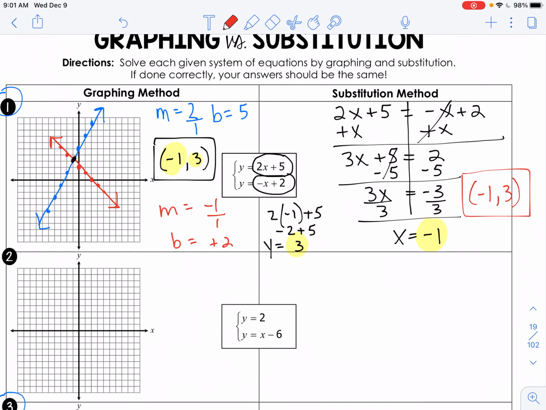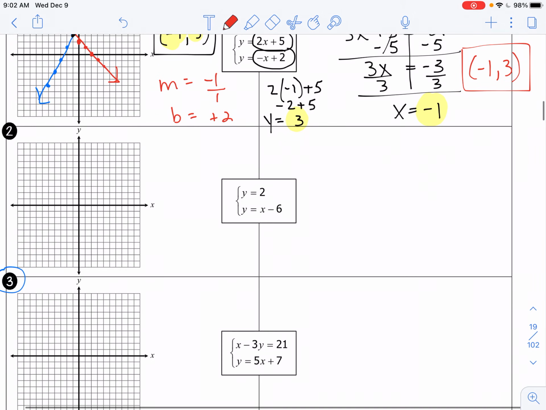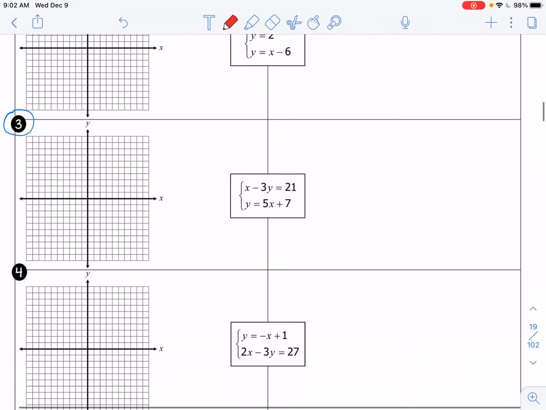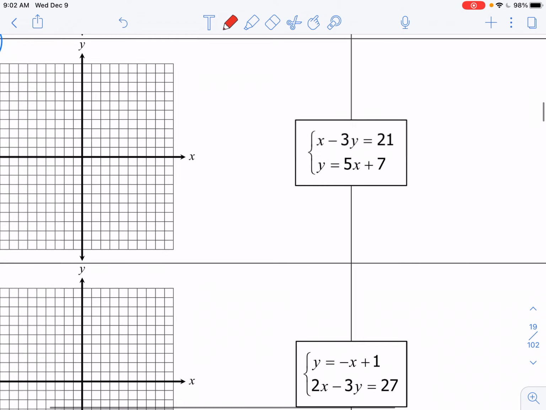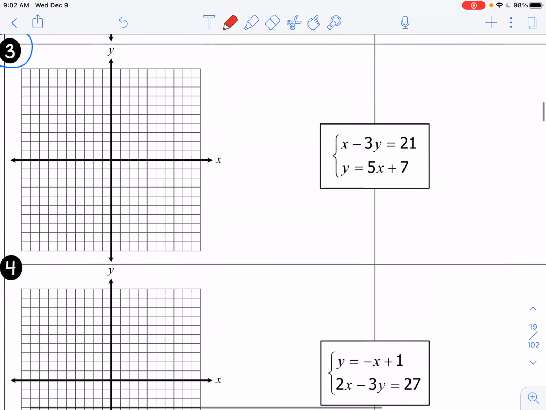All right, very good. Let's do another one together. Let's jump down to number 3. Let's graph it first. Now, the thing is with number 3, if you look at our two equations, one is set equal to y, which is good. This one right here is ready to go. I can graph that one right away. However, this equation is not. This one is not set equal to y.